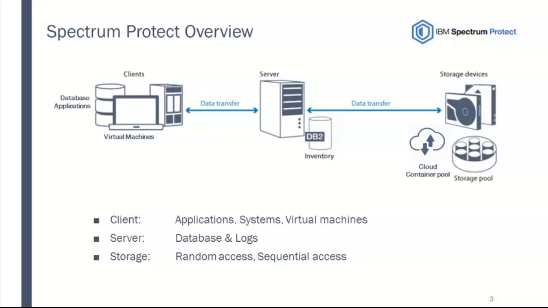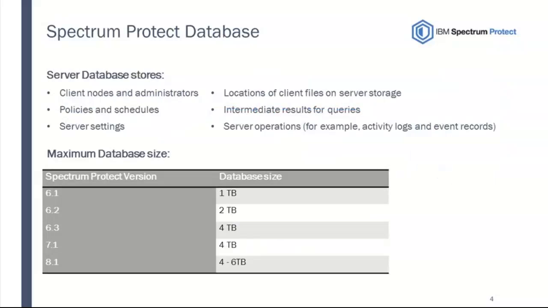Now moving to slide number 4, when we install the Spectrum Protect or TSM server, a database also gets installed with it, and we have DB2 as the database. The database stores the following information: client node and administrator detail, like how many clients are authorized to run backup into the TSM server. Client policy and schedule information, like how many days a file is stored in the Spectrum Protect server and which storage it will go to. Third, the location of the client data on storage devices.